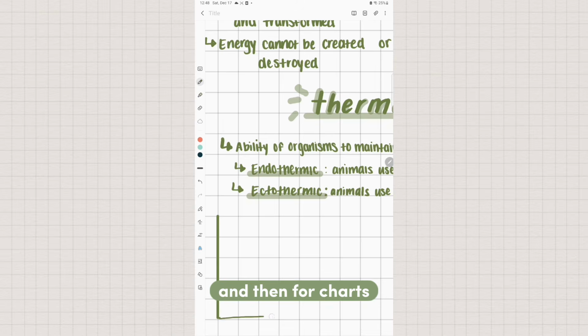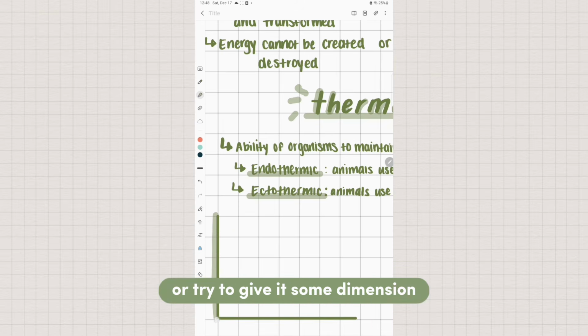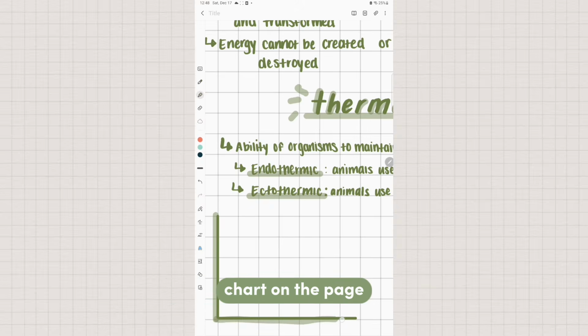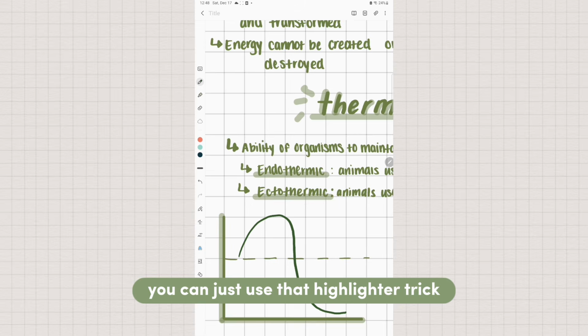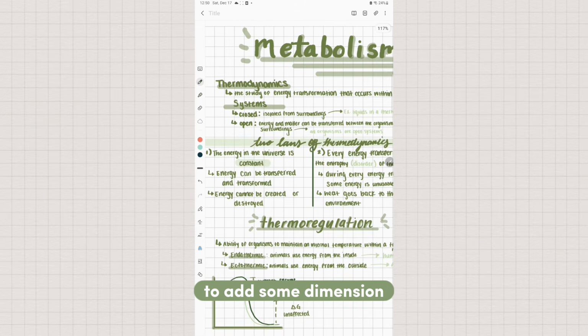And then for charts, I like to make sure that when I'm doing a chart outline, I highlight the chart outline or try to give it some dimension so that it's not just a flat chart on the page, because I just think that it looks boring when it's flat. So you can just use that highlighter trick that I showed you earlier to add some dimension.